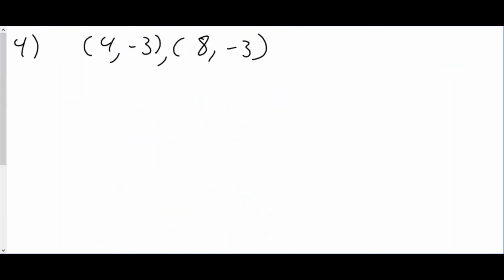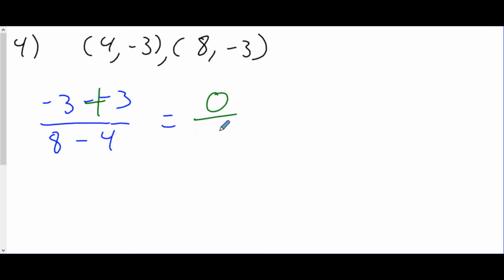Last one, find the slope. -3 minus a -3 over 8 minus 4. Minus a negative becomes a plus. -3 plus 3 is 0. 8 minus 4 is 4. 0 divided by 4 is 0. So my slope is 0.